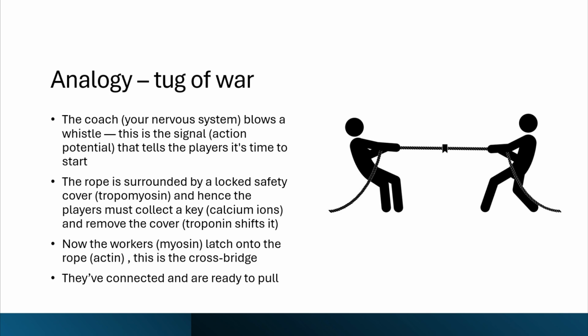You understand? And once it removes that tropomyosin, then the players, which are the myosin, can now latch onto the rope. They can now attach to the actin. Before, the myosin couldn't attach to the actin because that tropomyosin was covering it. But since the calcium ions came through, since they got that key and unlocked the protective cover, it can now touch the rope. So now they've connected and they're ready to pull.